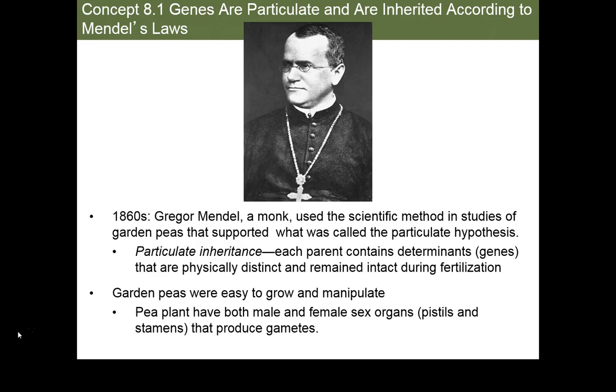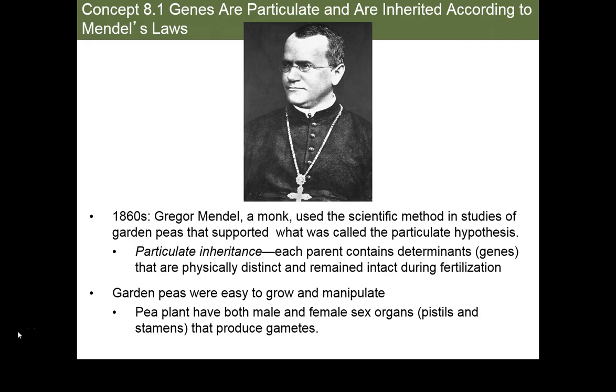Starting our chapter about inheritance, we need to talk about the scientist Gregor Mendel. He was a monk in the 1860s that used the scientific method in studies of garden peas. His findings helped support what was called the particulate hypothesis. In his time, they didn't know about genes, but they had ideas that something was being passed between parents and offspring. They called these determinants, otherwise known as genes today.